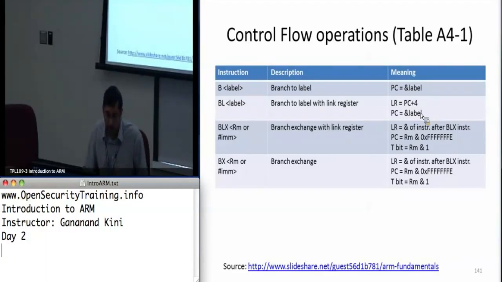And then BLX with destination register or an immediate offset value, the link register gets updated with the address of the instruction right after the current BLX instruction, so it's not like +4 in this case. And this is what Dave was seeing yesterday, if you remember, with the libc, CSU, init. So there's a difference between BL and BLX. That's what I wanted to highlight here.